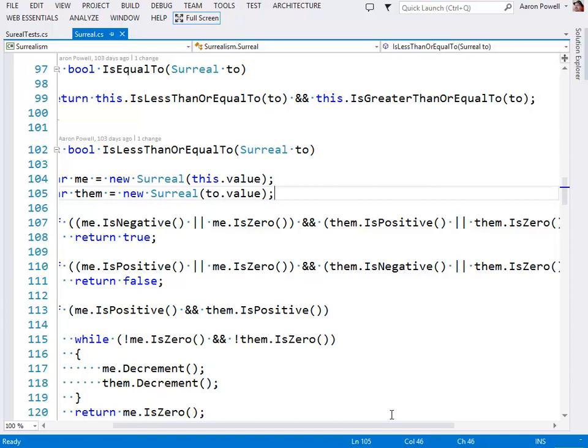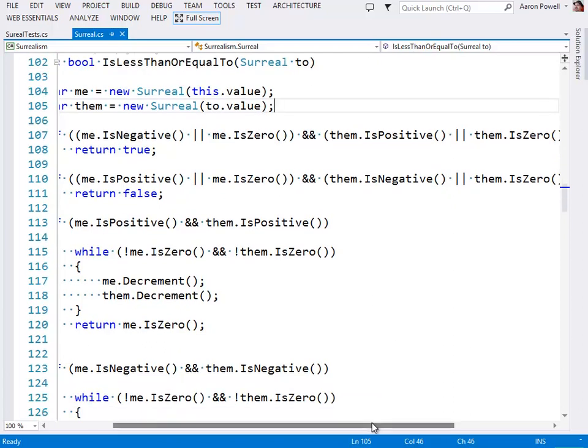Whereas if I'm positive or 0 and they are negative or 0, you should never have me being 0 and them being 0 on the second if statement, because the first one should have caught that. But if I'm positive and they're negative, then I'm greater than them. So I'm not equal to them, I'm not less than them, so I can fail out at that point.